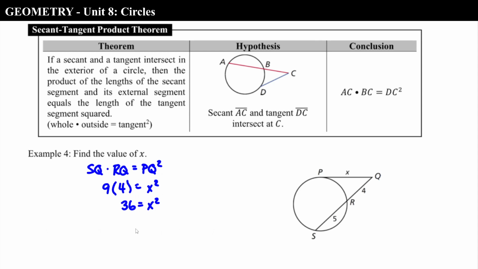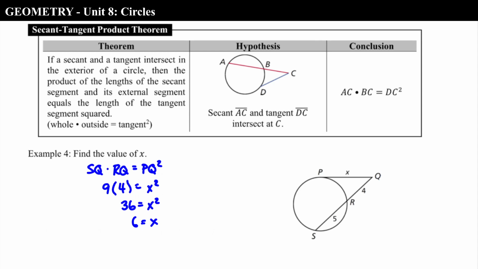And so we have plus or minus 6 is x. But the value of x must be positive 6, since we cannot have negative length. So we'll just take off the plus or minus, and we'll just say x is 6 in this case. So remember, a lot of times you're going to have to think about what you have here. You have to think about what value makes sense. Can we have a negative value in this context?